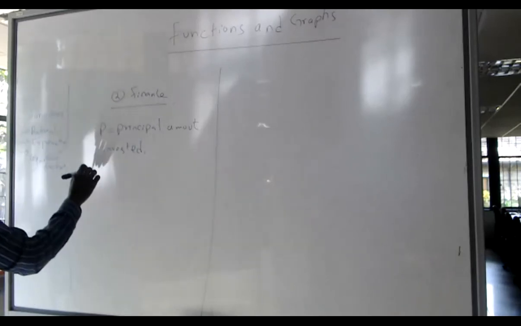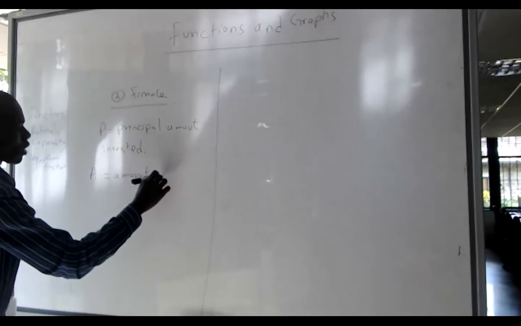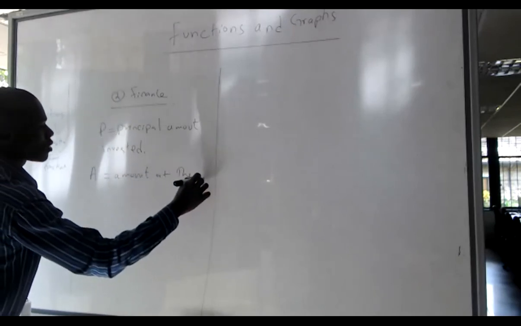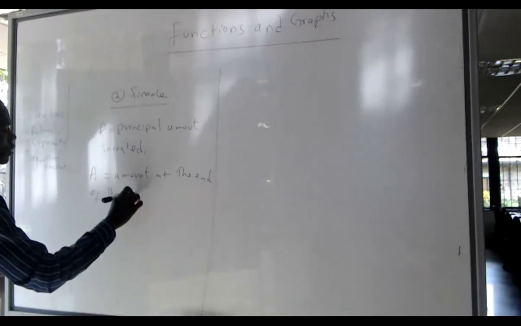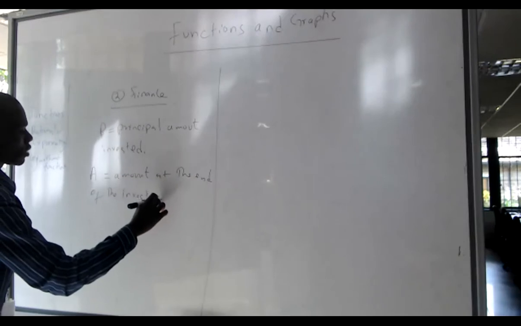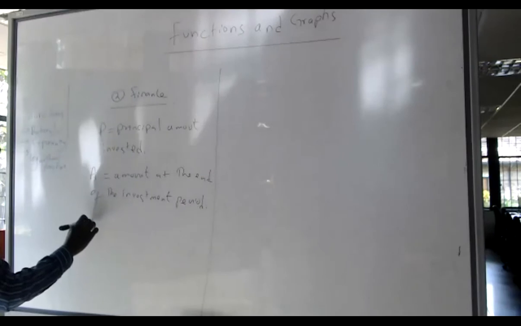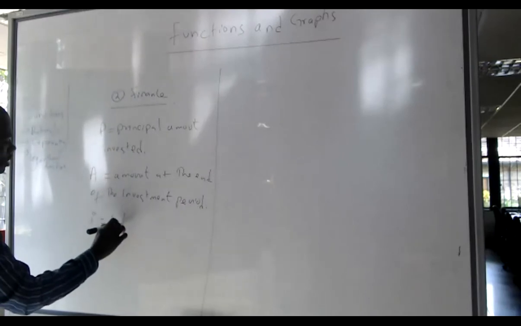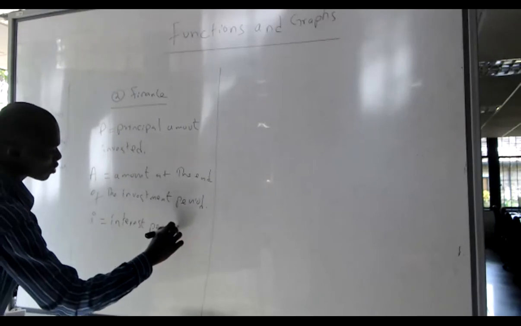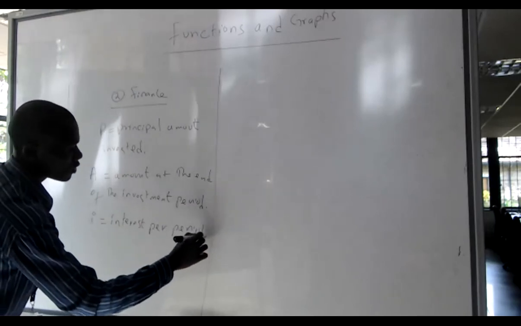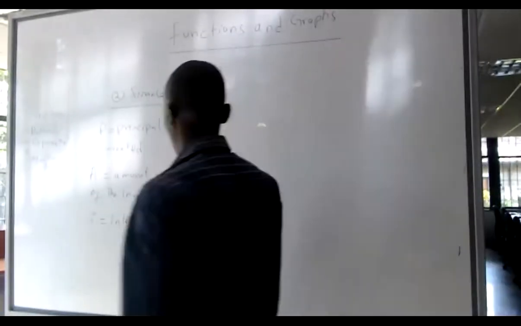Then A will stand for the amount at the end of the investment period. And of course, I is the interest in percentage, interest per period. Normally given in percentage, could be 10%, 1%, 2%, 3%, depending.